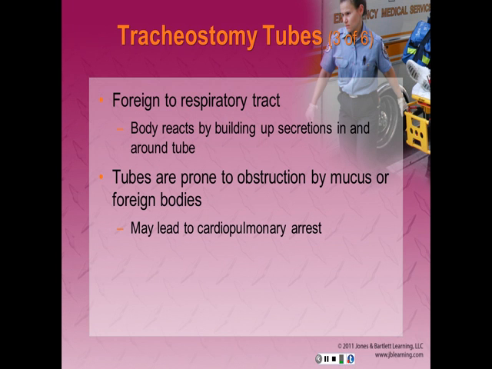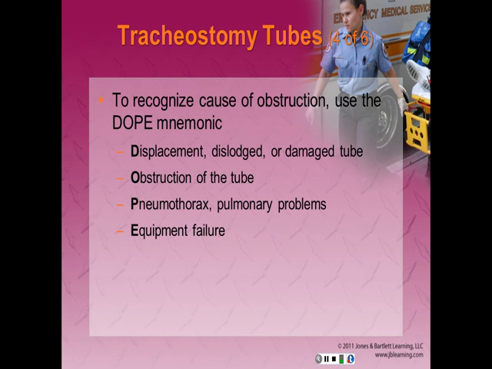Because it is foreign to the respiratory tract, the body reacts by building up secretions in or around the tube. Tubes are very prone to becoming obstructed by mucus, plugs, or foreign bodies. The obstructions of the tracheostomy tube are emergency events that could lead to cardiopulmonary arrest. We use the DOPE mnemonic to help you recognize causes of obstruction. So four letters, D-O-P-E, and this is what it stands for.